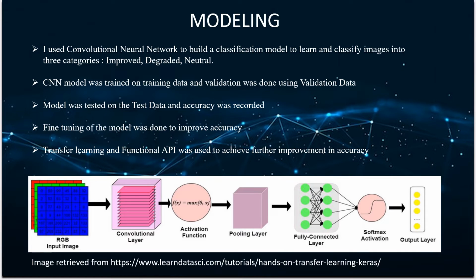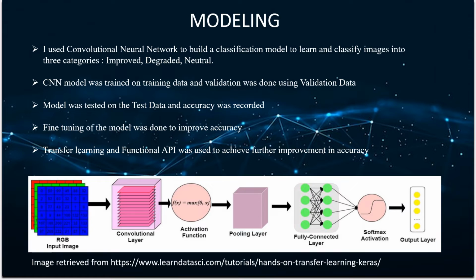Let's look at the modeling. Like I said in the beginning, I used a convolutional neural network to build the classification model. The CNN model was trained on the training data, and validation was done using the validation data. We divided our data into three sub-data sets: training data, test data, and validation data. The model was tested on the test data, and accuracy was recorded.